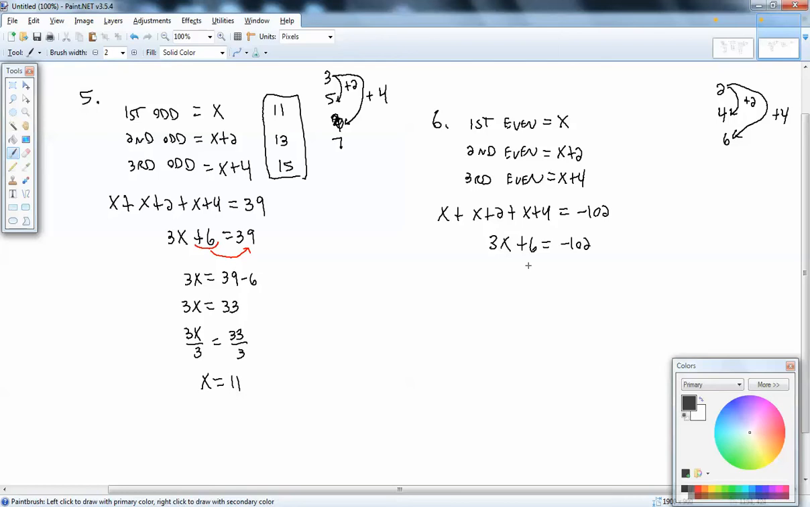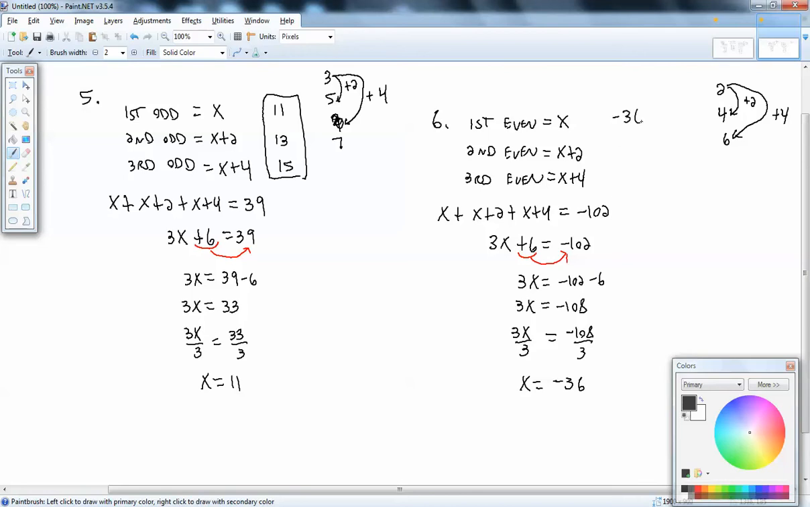Equals negative 102. First step, get rid of parentheses, don't have any. Second step, get rid of fractions, don't have any. Third step, get everything with an x on one side, numbers on the other. So I'll take the 6 and move it over, and it becomes a negative 6. Combine those numbers, that gives us negative 108. Last step, divide both sides by the number in front of your x. We're going to divide both sides by 3, and we get x equal negative 36.